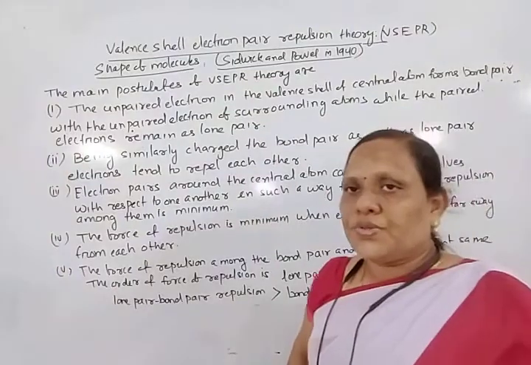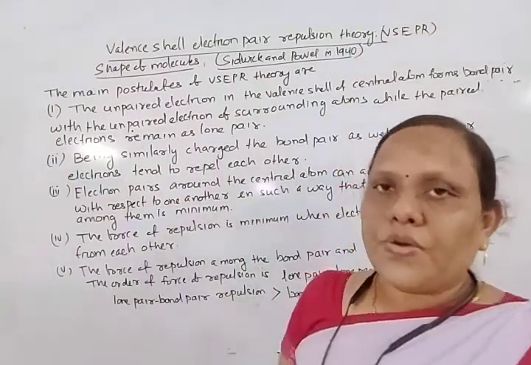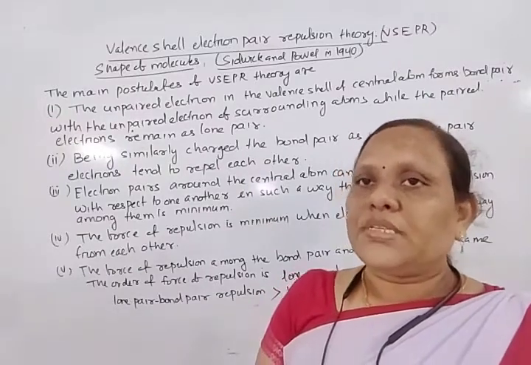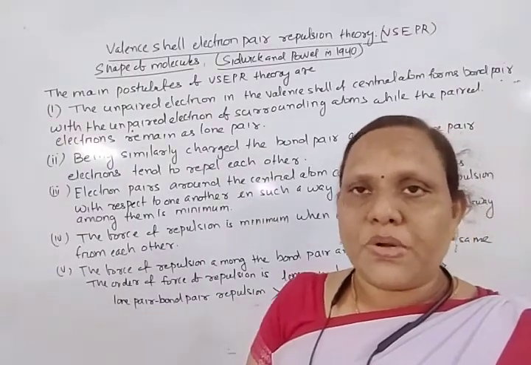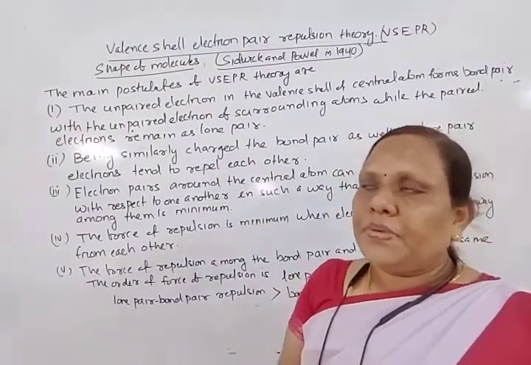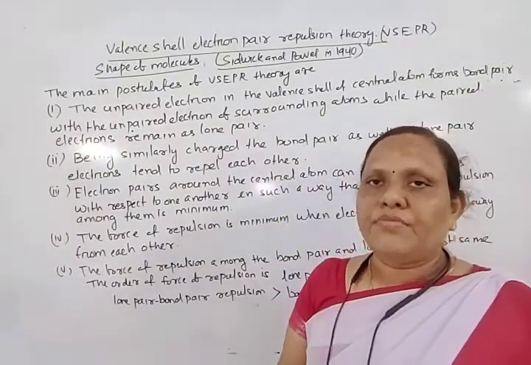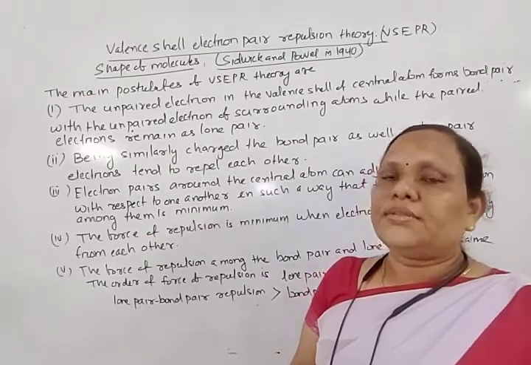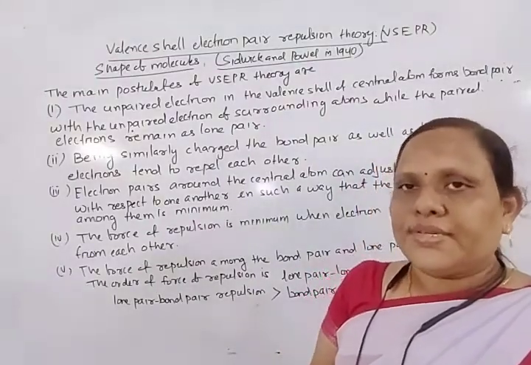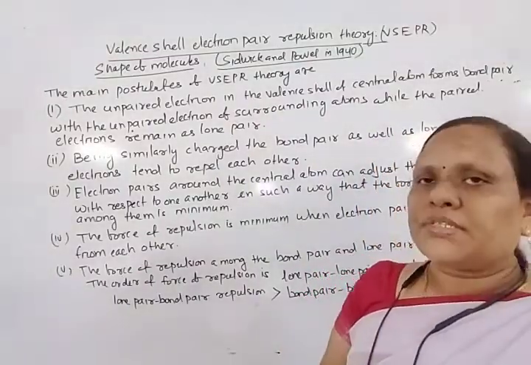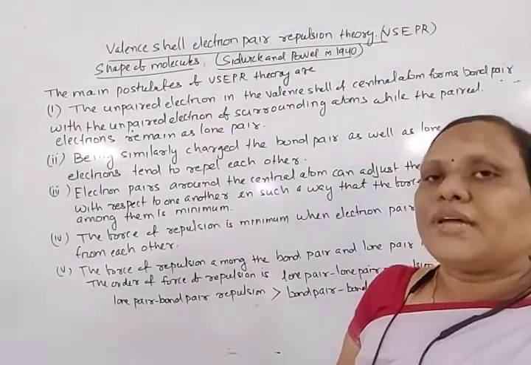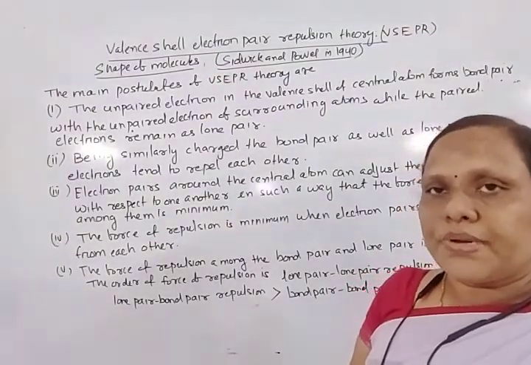This is also important for a long question in this chapter: what is the valence shell electron pair repulsion theory, and explain or determine the shape of different molecules. In the next class, we will discuss some examples of how to determine the shape of molecules from this valence shell electron pair repulsion theory.